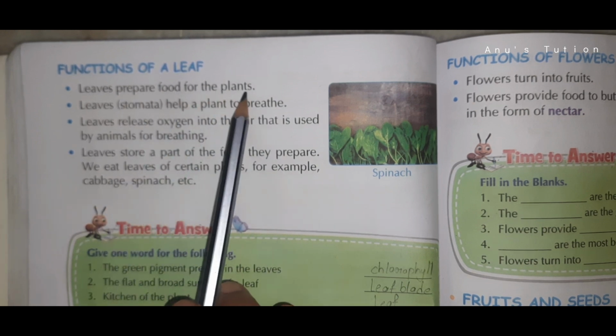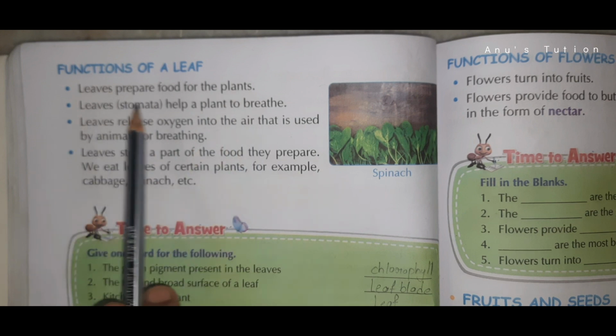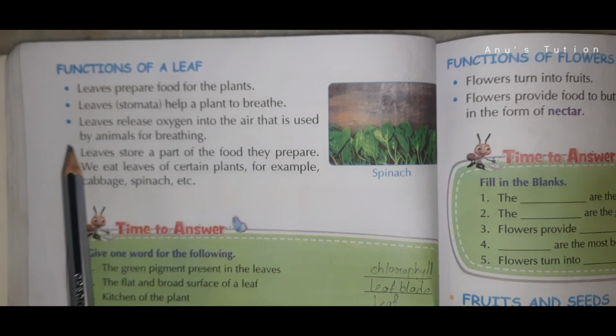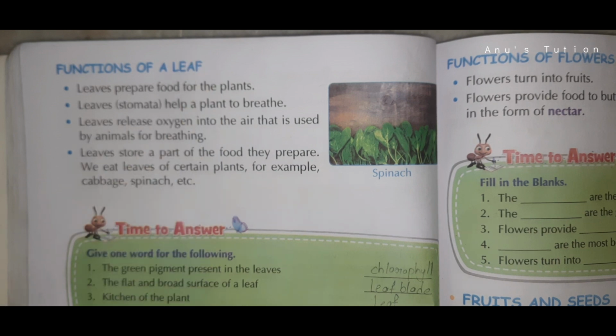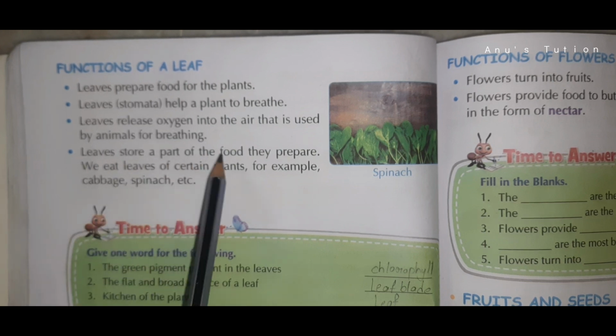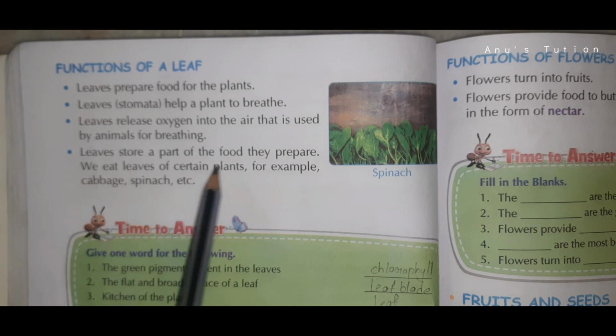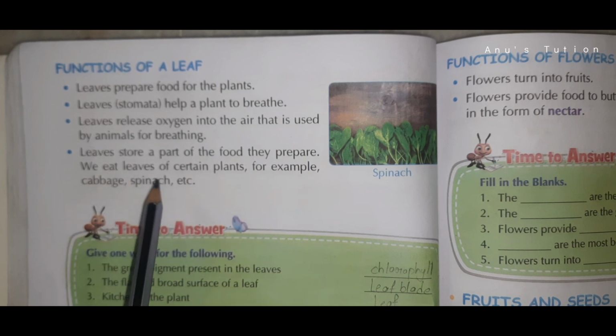First function is they will prepare food. Okay. Stomata help the plant to breathe. It takes carbon dioxide and releases the oxygen. It will be taken by human beings and animals also. Leaves store a part of the food they prepare. We eat leaves of certain plants, for example, cabbage, spinach, etc.